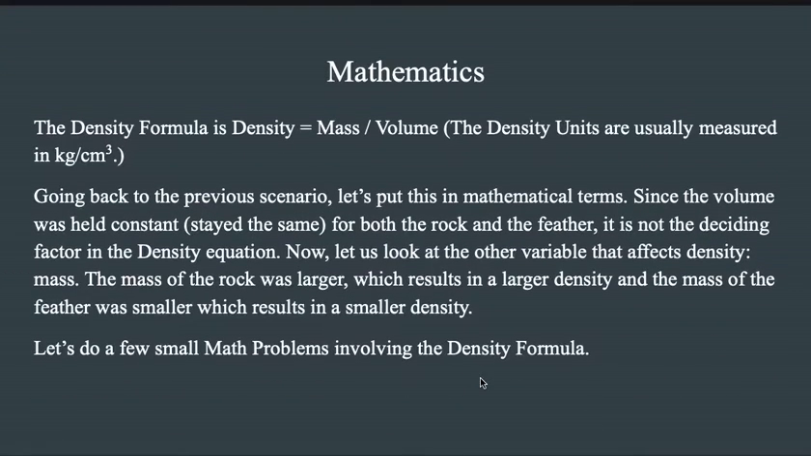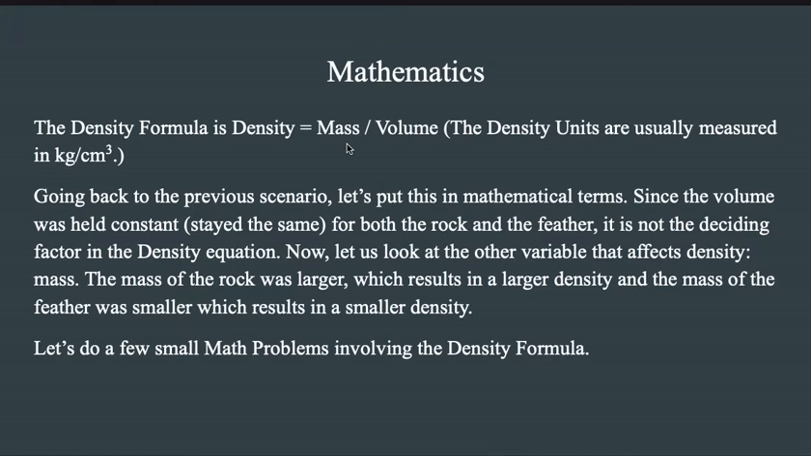So density can be calculated by a simple formula. Density equals mass divided by volume, and the density units are usually measured in kilograms per centimeters to the power of 3. And so if we look closely into the density formula, we can see that there are two factors that affect density: mass and volume.